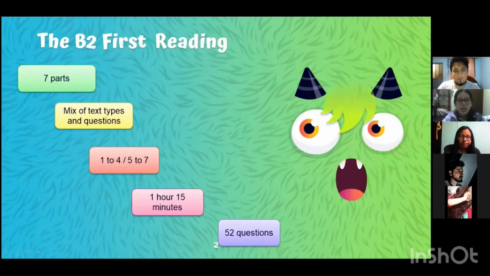Let's start with the B2 First reading. This consists of 7 parts and has a mix of text types and questions. For parts 1 to 4, we need to read a range of texts and do grammar and vocabulary tasks. For parts 5 to 7, we need to read some series of texts and answer questions that show our reading ability and how quickly we can read.